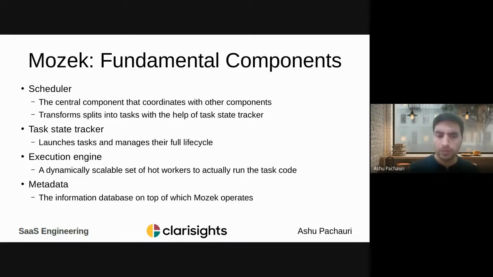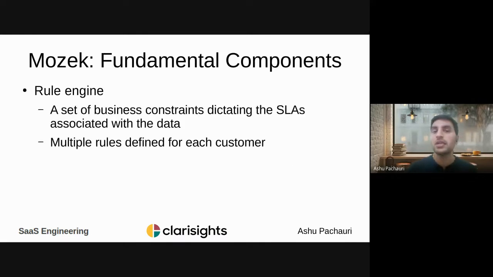Then there is a central component, which is metadata. Obviously, this is all the metadata that we have to store regarding splits and tasks. This is what gets stored in the metadata system. So now to come to the declarative component. This is the most important part from the philosophy of Mozek, that we have a rule engine. And this rule engine is going to specify business constraints that dictate the SLAs associated with the data. And you can have multiple rules for each customer.